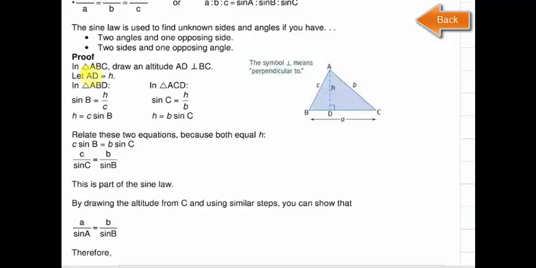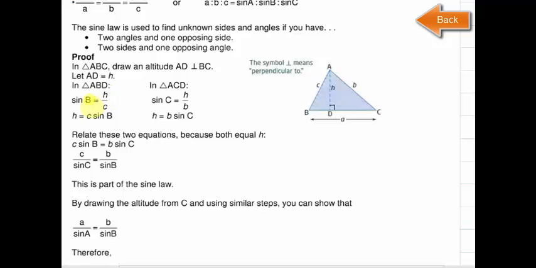So let's say you have a triangle ABC, so here it is, and you draw an altitude AD perpendicular to BC. And this symbol, this upside down T, means perpendicular to, which means it meets at 90 degrees. So AD then is the altitude of the triangle, which just means it's the height, so we can call AD H. So what we formed are two triangles. We formed ABD and ACD.